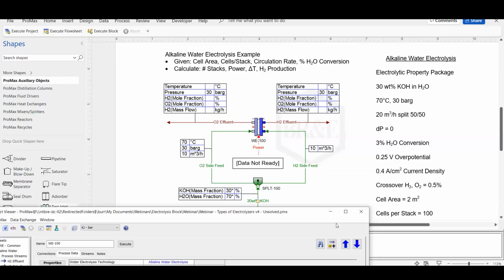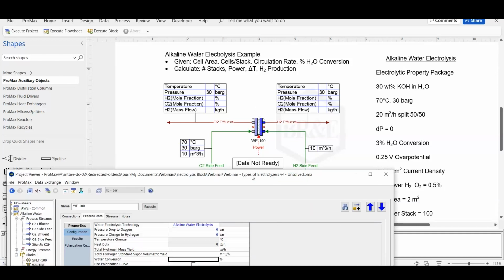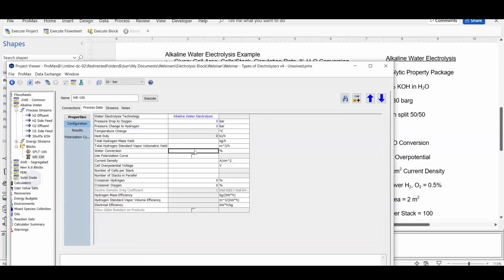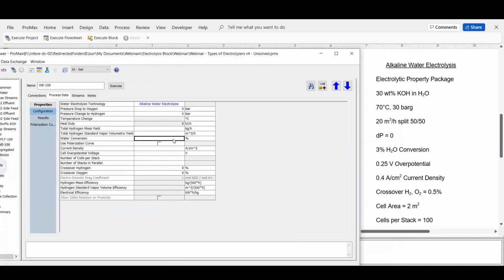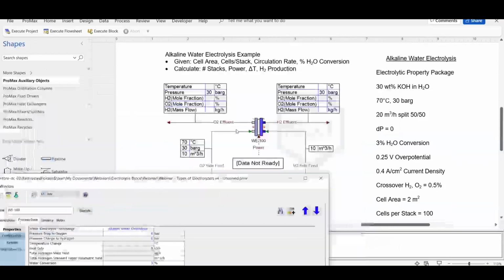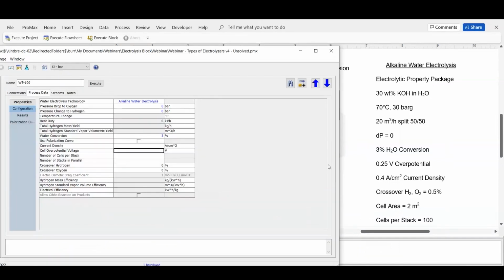So the way I recommend handling that is by initially getting your circulation nearly correct by using this water conversion, percent water converted. So here we're going to say that 3% of the feed water is converted to hydrogen and oxygen in this block. If it recycles around, it's going to be on a per pass basis. We're just simulating the immediate inlets and outlets here, but of course there's much more that you can simulate for the entire plant.